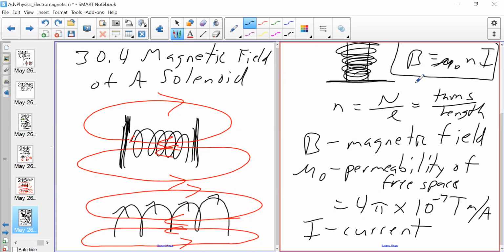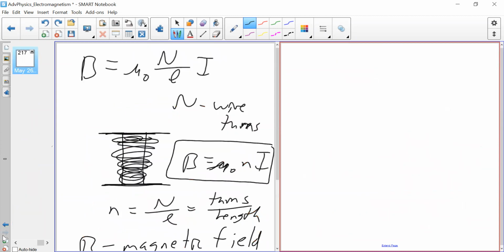Last thing is Gauss's law through matter. Gauss's law and magnetism. Very similar to Gauss's law for electric fields. That's our last topic.